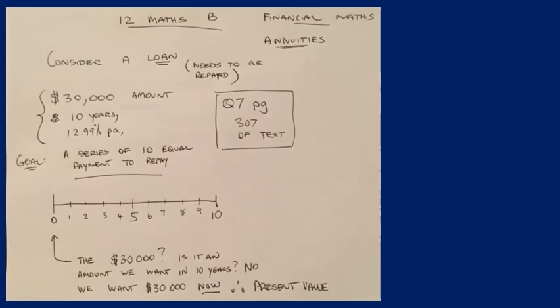Righto, we're going to be considering a loan. This is actually the example that we did in class. There's a $30,000 amount over a period of 10 years at 12.99% per annum. Our goal is that there's going to be 10 equal repayments, 10 equal payments over the life of the loan. So that's 1, 2, 3, 4, etc., across the timeline there.